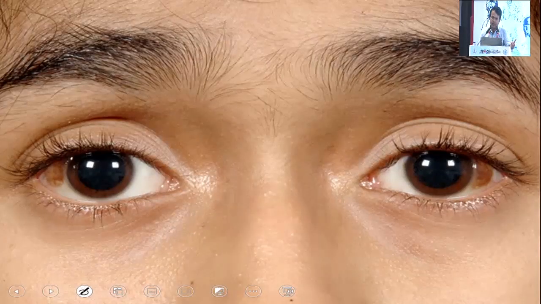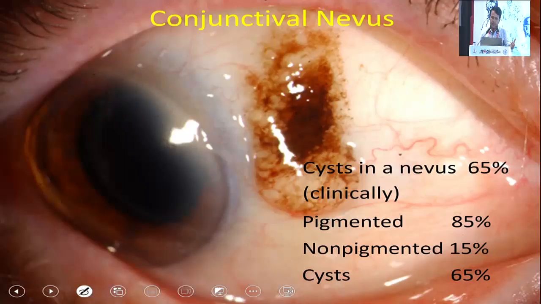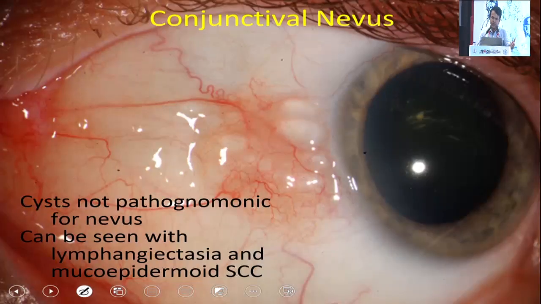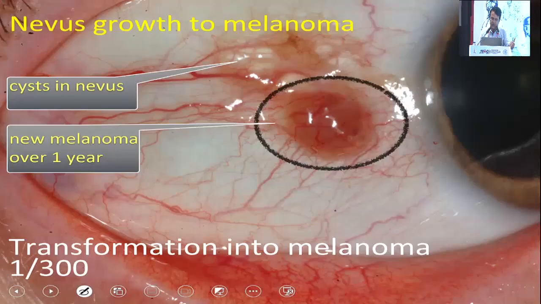Nevi can also be bilateral, as you see here. Now, cysts are seen in nevi in about 2/3 of patients. Cysts are clinically seen if it is less pigmented, but otherwise it is seen on imaging. Cysts are not pathognomonic of a nevus. Cysts can be present in lymphangiectasia and also mucoepidermoid squamous cell carcinoma. Should be very clear what you see.